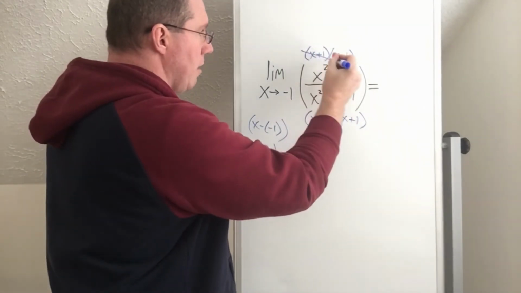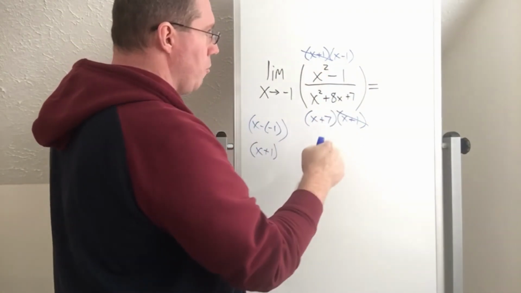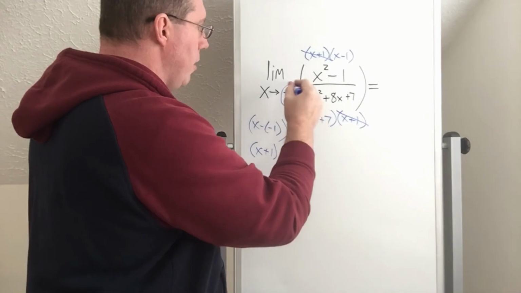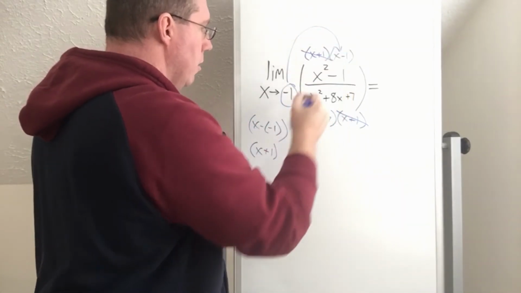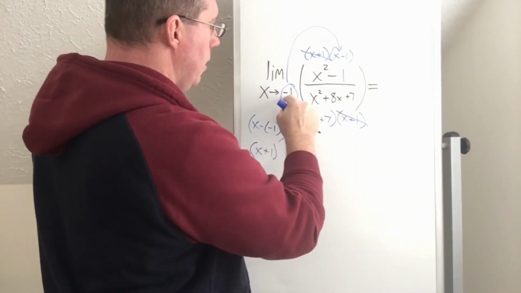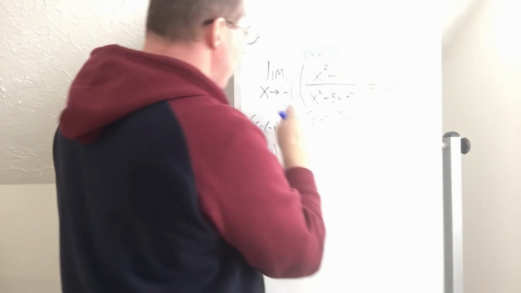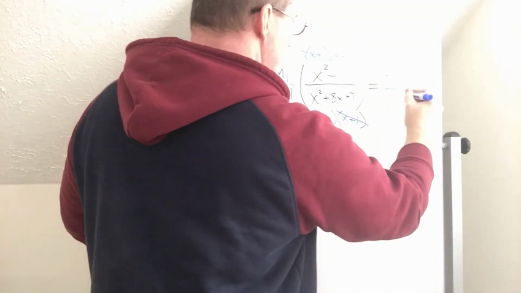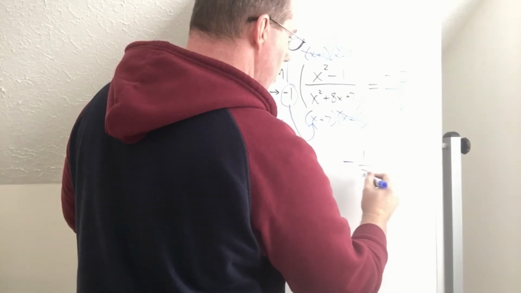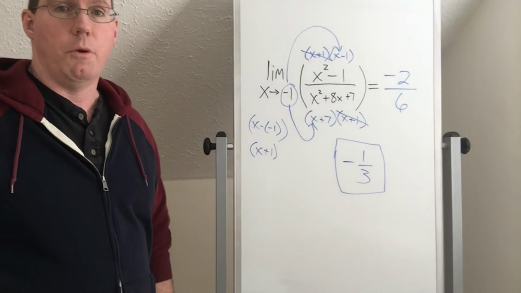So in step 3, we cancel x plus 1. And what we now have left is x minus 1 over x plus 7. So now all we have to do is plug our -1 in here and in here. -1 minus 1 is -2 over -1 plus 7 is 6. And so it's -2 over 6, which reduces to -1/3. And so the answer to this limit problem is negative 1/3.